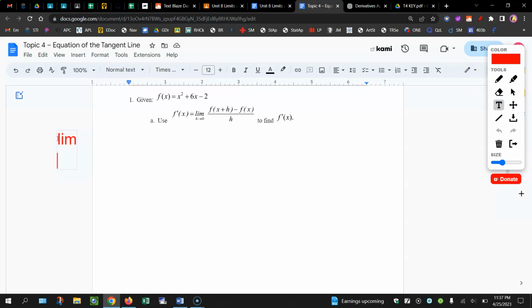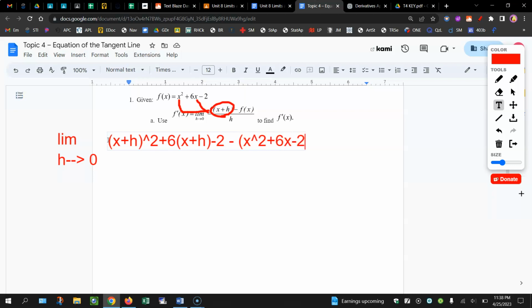It's going to be the limit as h approaches 0 of this function. So wherever you see an x, you're going to substitute in, again, x plus h. So this x plus h is going to get substituted in there for the x and there for the x squared. So we're going to have x plus h quantity squared plus 6 times x plus h minus 2. That's the whole x plus h part minus the original function. Make sure you're using parentheses there.